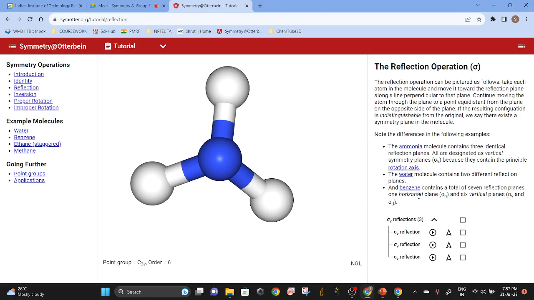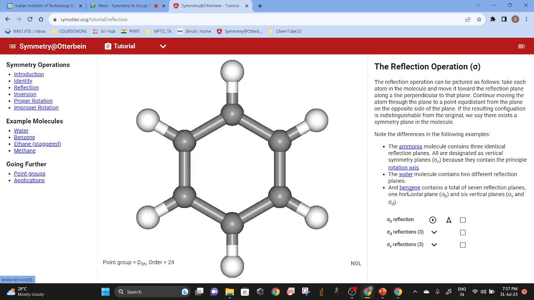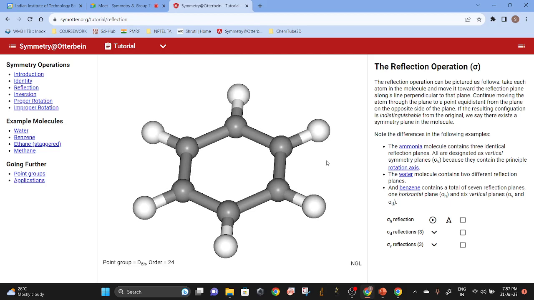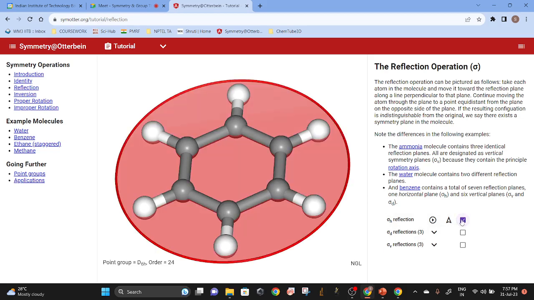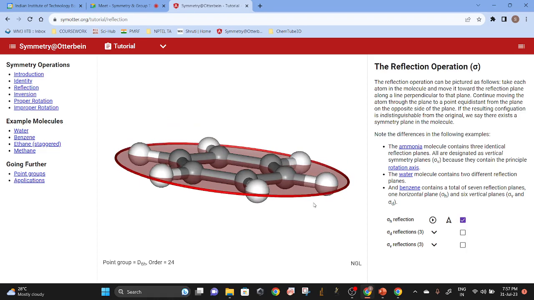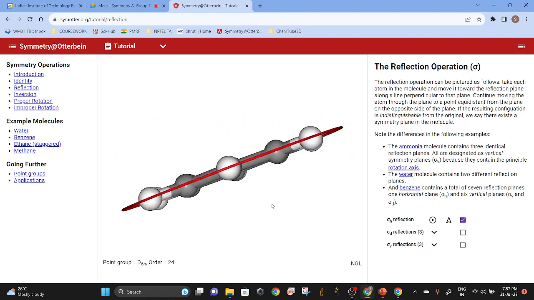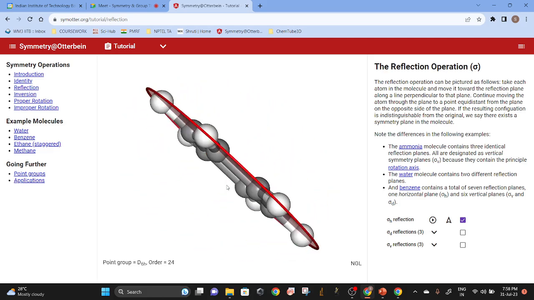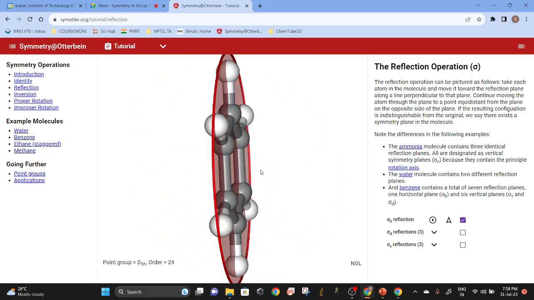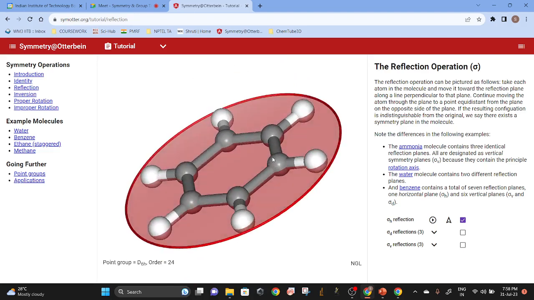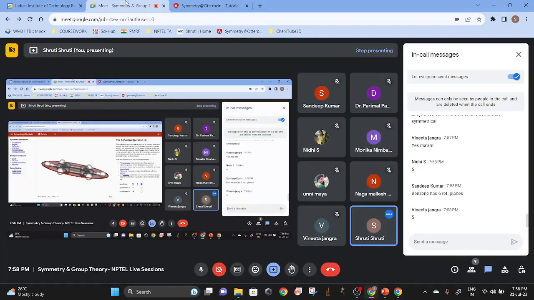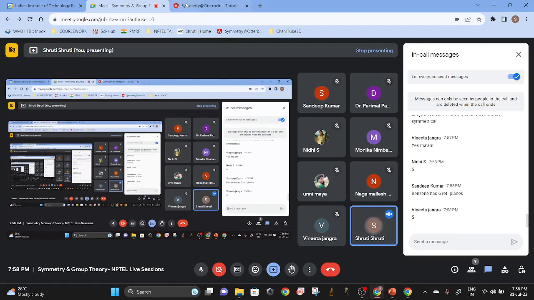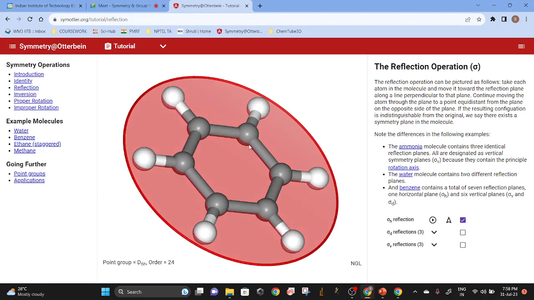Let's see. Let me pull out benzene here. Yeah, got it back. Benzene. Now the first one, these are very special planes, and as you can see, it is shown in red color. The others were shown in green and yellow color. This one is in red color, so it has some special importance. Can you guess why this plane is very special?